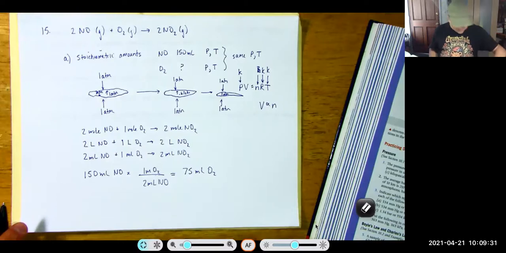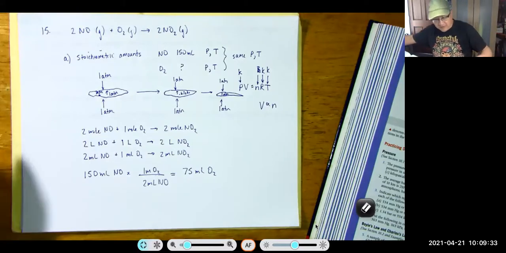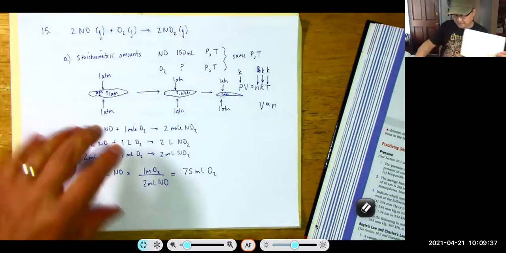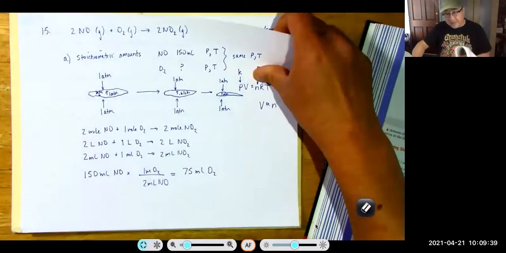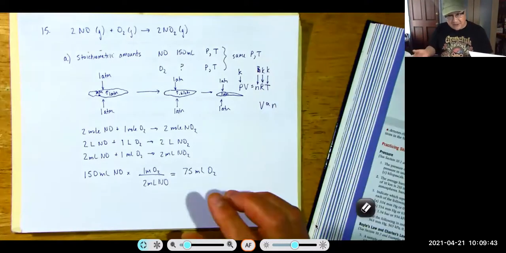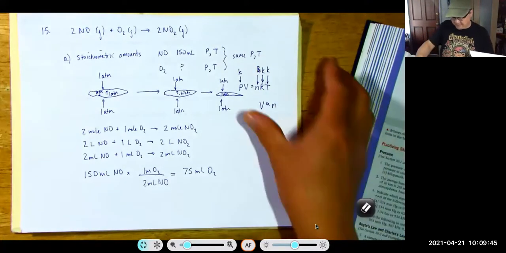Now, let's do it the other way with the PV equals nRT way, because we can still do that. And let's see if we get the same answer, and let's see if it's as easy to do.